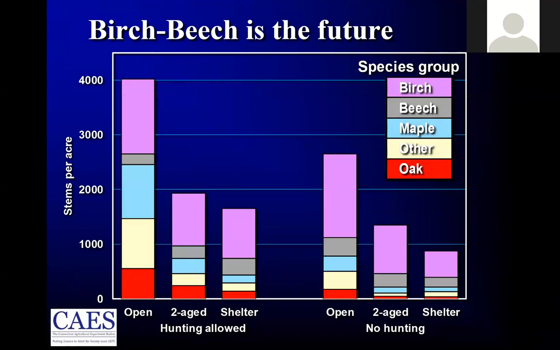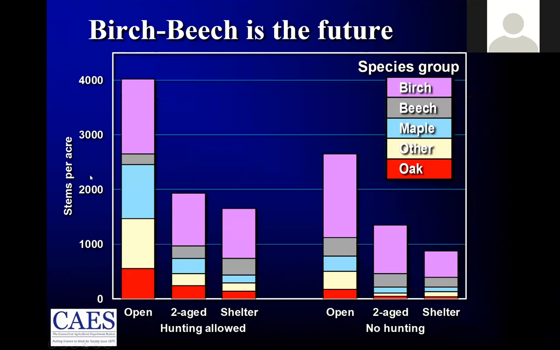Oh, so here's another graph. And here's the bad news for almost every combination we found of hunting and not hunting. Birch and beech is the future, at least in our neck of the woods. So let me explain this graph a little bit.